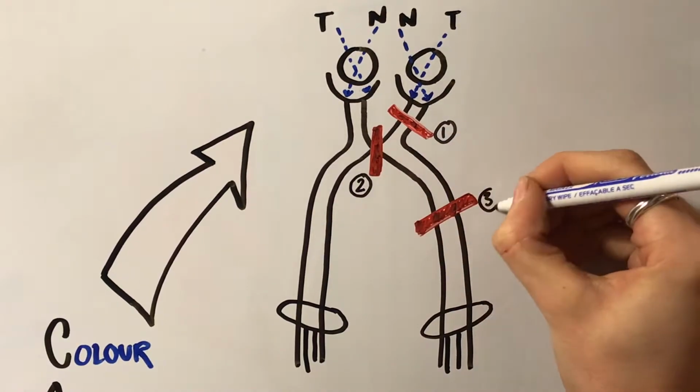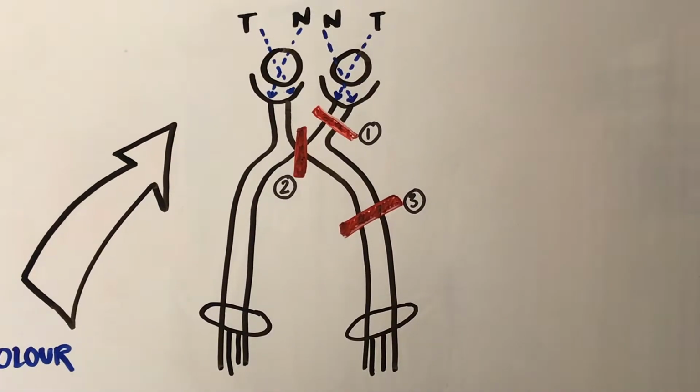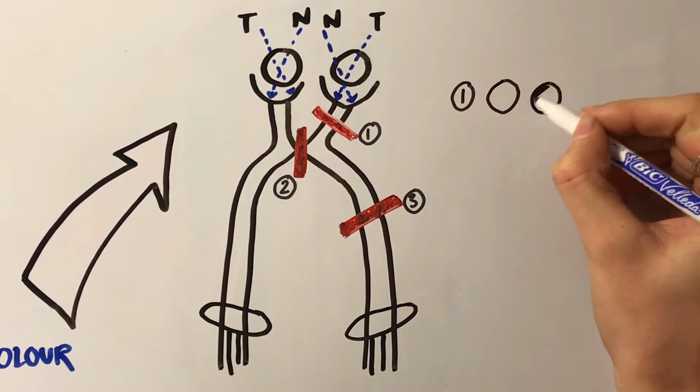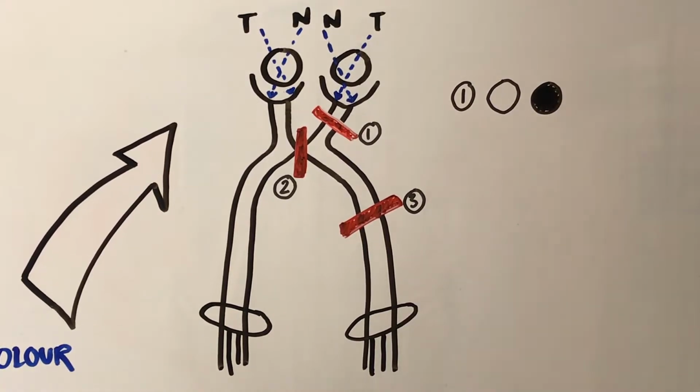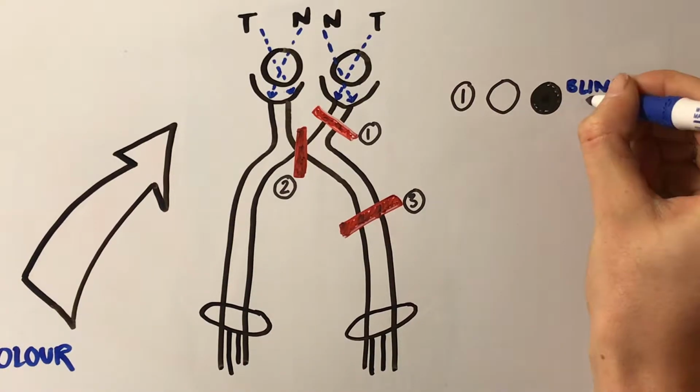So looking at these 3, number 1 is a lesion in the optic nerve itself. And a lesion in this location means that no information from the retina of the right eye is able to reach the occipital cortex at all. And so this is probably where the lesion would be if someone presented with a blind eye, in this case a blind right eye.